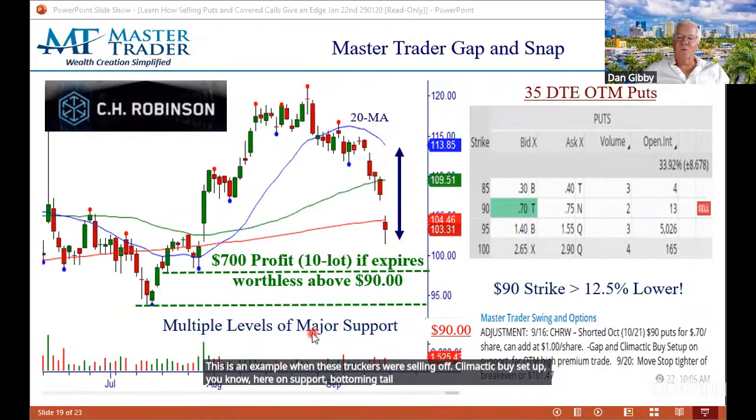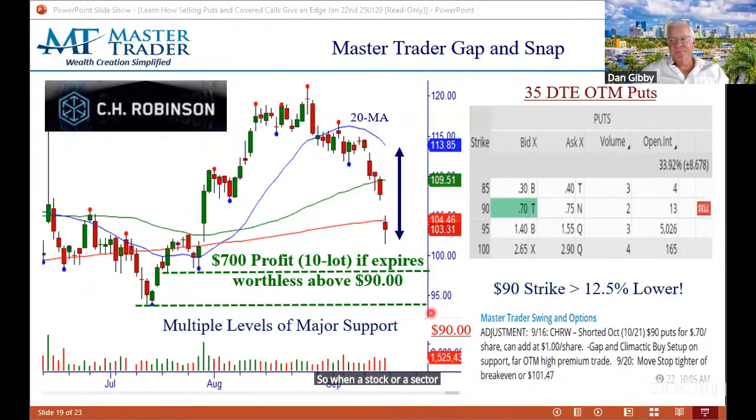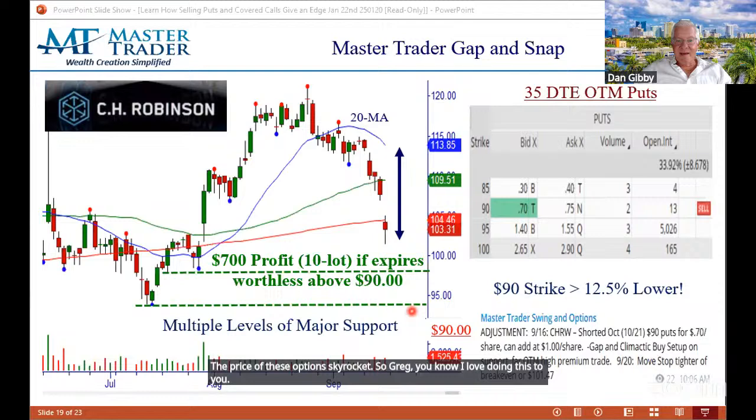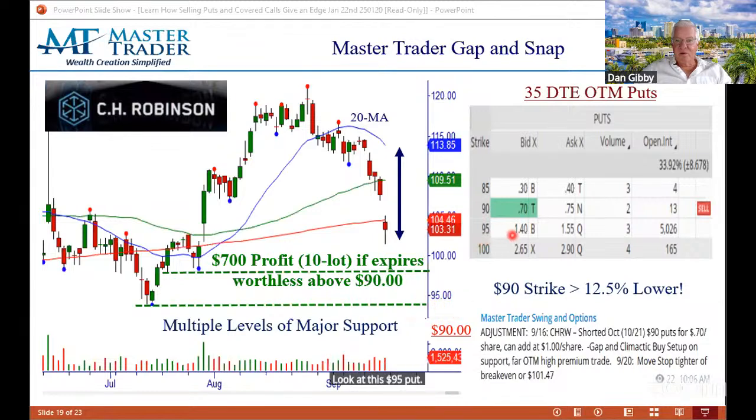And so, Greg, we love the term volatility. So when a stock or a sector or the stock market sells off and is in pain and is bearish in the media, as the truckers were at this time, the price of these options skyrocket. So Greg, I love doing this to you. Look at this $95 put. You could get $1.45 for selling this put.